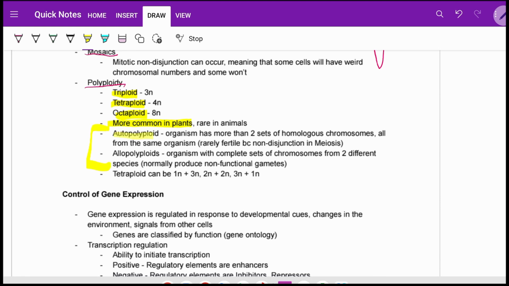And these can be two different kinds. We have autopolyploid. So this has more than two sets of homologous chromosomes, but they're all from the same species or organism. However, these are rarely fertile because say you have three chromosomes in meiosis because you're trying to reproduce, then now we have to separate the chromosomes unequally, with a bunch of nondisjunction happening, so they're usually infertile. This is part of why hybrid animals like ligers are infertile, among various other reasons.